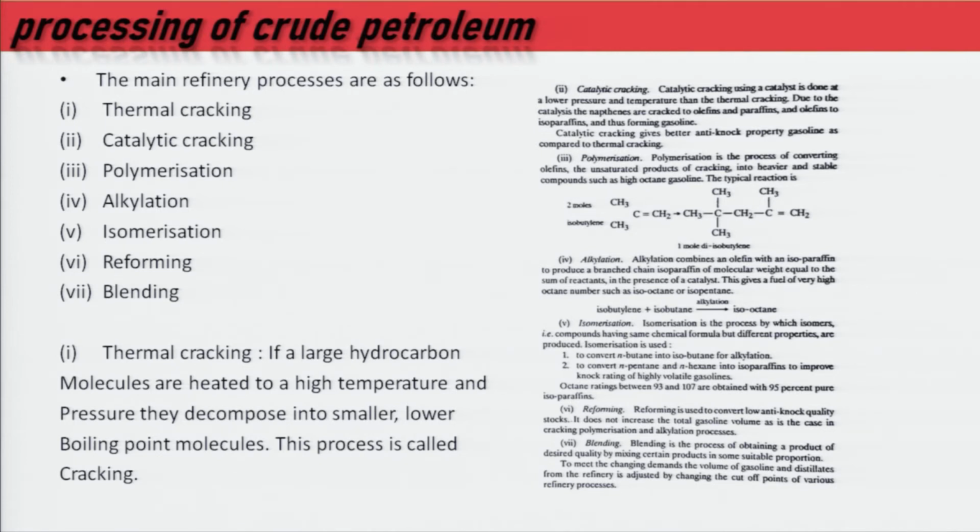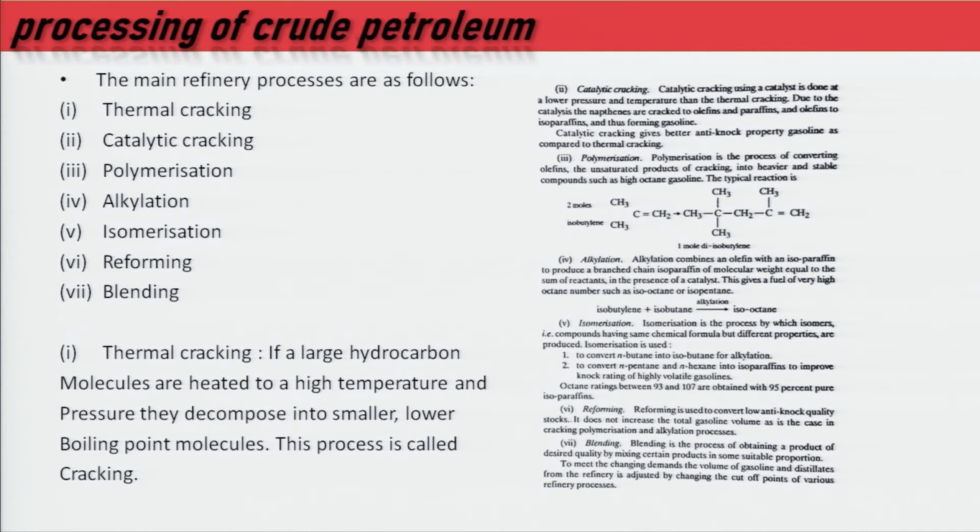Similarly, another one is isomerization. What is isomerization? First of all, you know what isomers are: compounds having the same chemical formula but different properties. So, isomerization is the process by which isomers, compounds having the same chemical formula but different properties, are produced. It is used to convert normal butane into isobutane for alkylation, and to convert normal pentane and normal hexane into isoparaffins to improve the knocking rating of highly volatile gasoline.